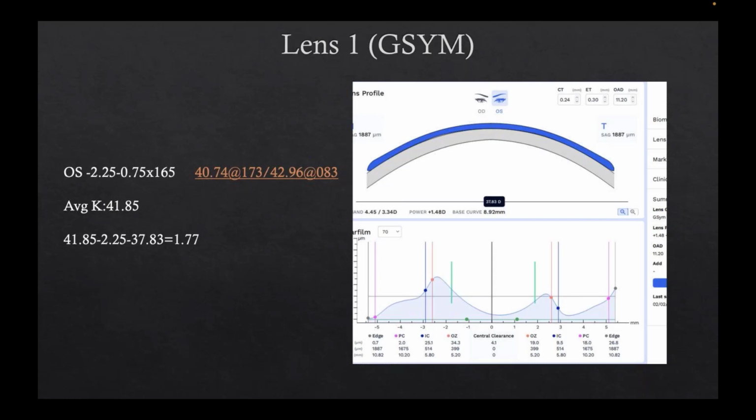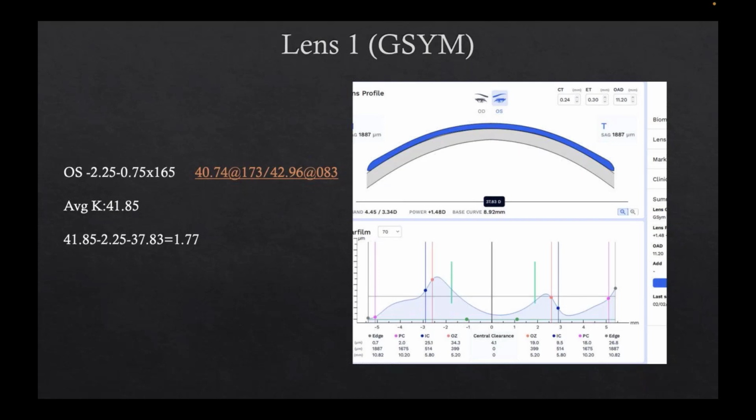And so if you take the 40.74 and the 42.96 and you average that, you come to an average of about 41.85. Now, let's just talk about the flat meridian for a second. The flat meridian is -2.25. Okay, so let's take that average K, the 41.85, let's subtract out the 2.25, and then let's subtract out the 37.83, which is the base curve, 8.92, that Wave chose for me. You can see it over on the right in that little black box. And that left a difference of 1.77.